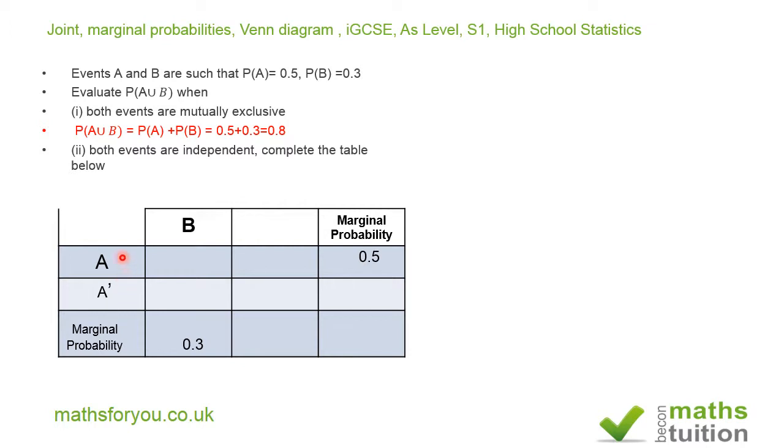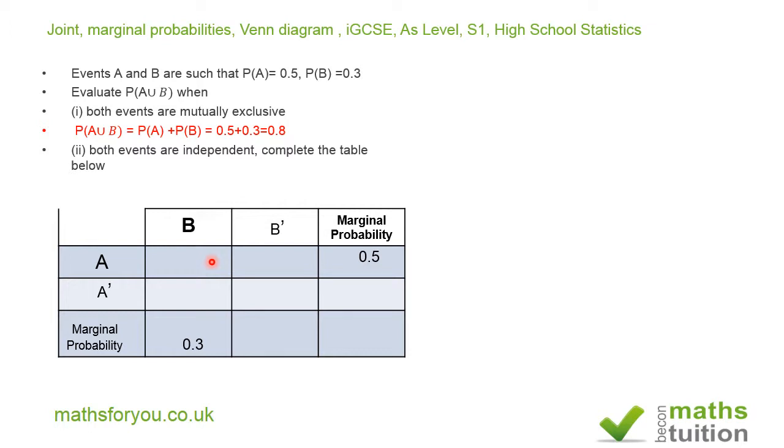Now, this is similar to a situation where we could say A is for having a disease and A prime is for not having a disease. Or it could be a 1-0 situation. And B could be a situation where you have the symptoms, and B prime is a situation where you've not got the symptoms. So that's B prime.